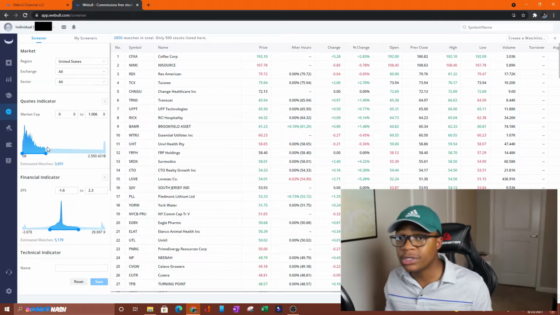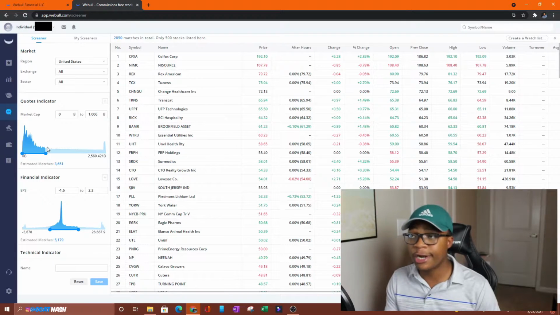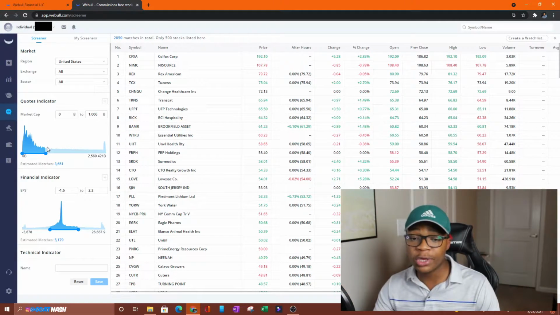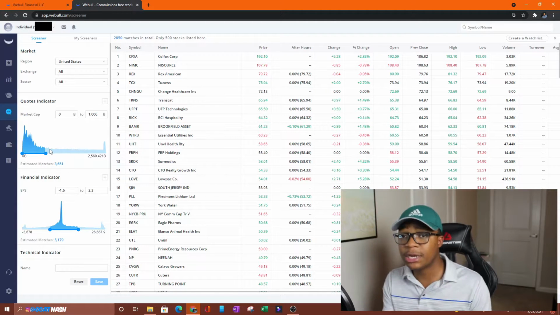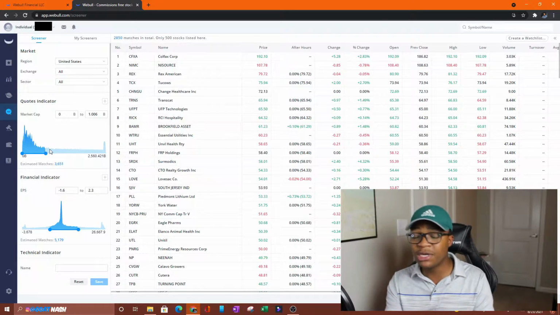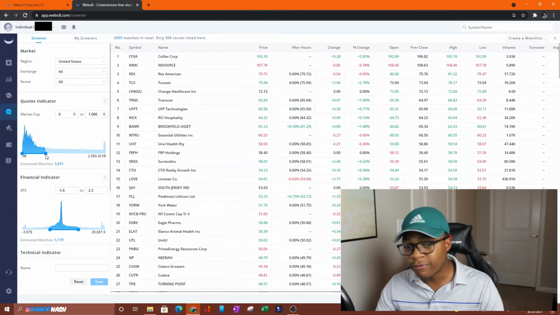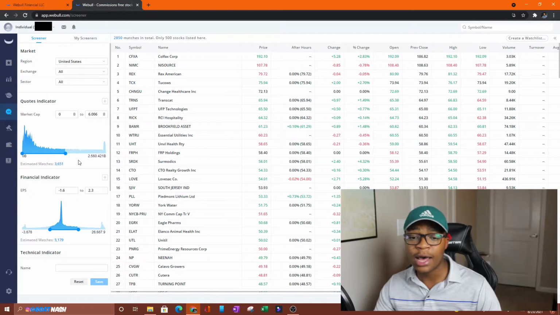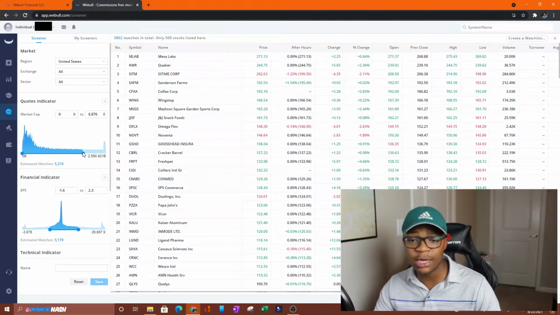Now, if you're looking to do swing trades and possibly long term, and looking for those growth companies that are still growing, you can go to the mid-sized companies. So this is going to be anywhere between $2 billion and $10 billion. I believe that is going to be the mid-cap companies, right? So for me, I want to go from small cap all the way to mid-cap, so I'm going to go to 10 billion, right?